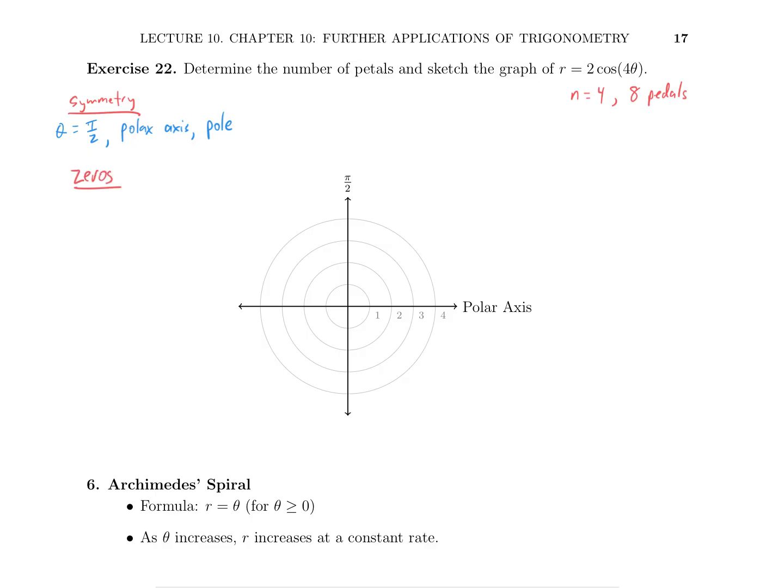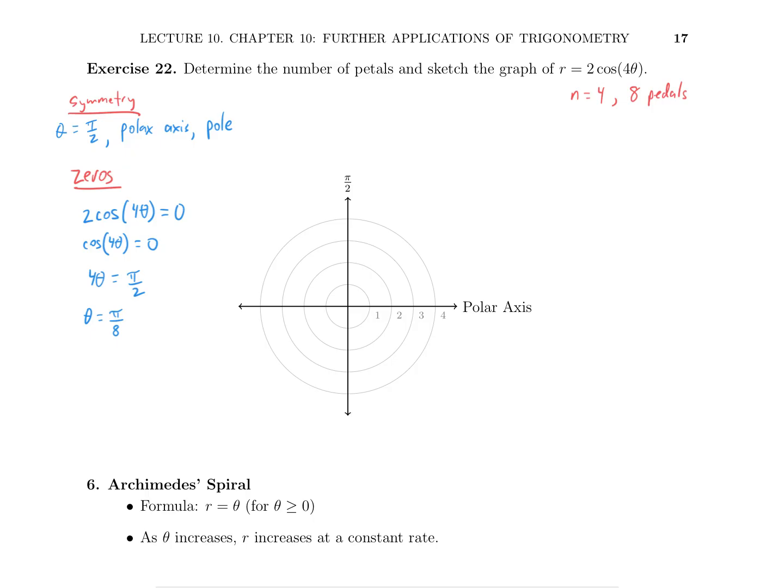So set the function equal to 0. So you get 2 cos 4 theta equals 0. Divided by 2, you get cos 4 theta equals 0. So cosine of the argument 4 theta is 0 when the argument is equal to pi over 2. Cosine is 0 at pi over 2. So you set the argument equal to pi over 2, divide by 4, and you should get pi over 8. All right, so that's when you're going to get zeros.